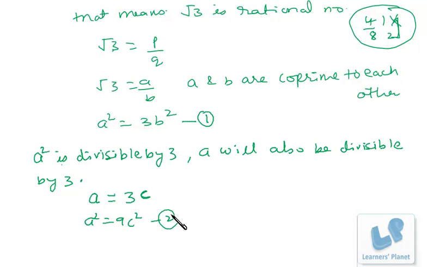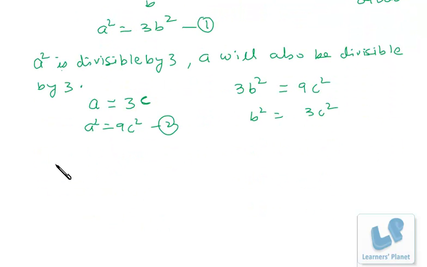Now just compare these two equations, right? A square is 3b square and a square is 9c square. That means the value of a square from here and from here can be equated. That means 3b square is equal to 9c square. That means b square is equal to 3c square, right? Now it means b square is divisible by 3, because b square is 3c square, right? So b square is divisible by 3.